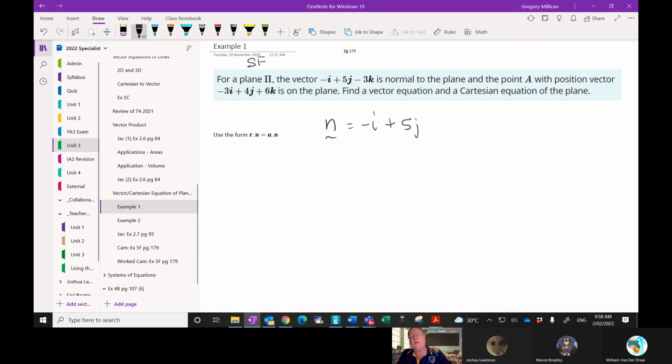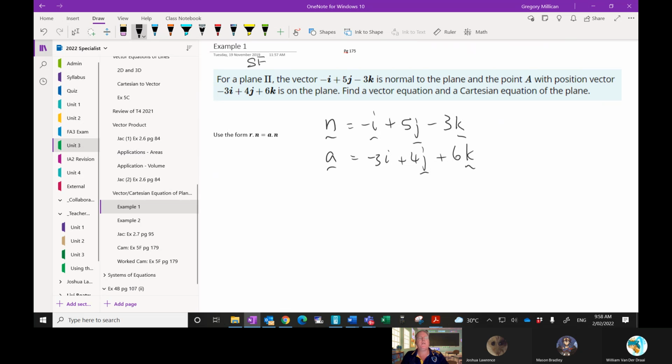Okay, 5j minus 3k. So we're told, whoops, that's our normal. So that's n. And the point A with position vector that is on the plane. So there's a given point on the plane. So that's my A, because the point A has a position vector of minus 3i plus 4j plus 6k. So there we have our two pieces of information.